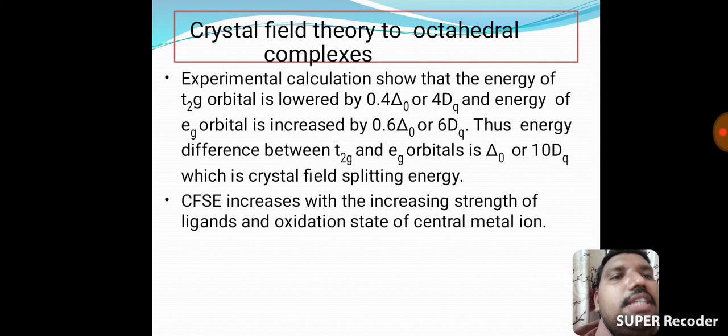Next, the CFSE values 0.4 del O and 0.6 del O. The T2G CFSE value is 0.4 del O. The EG CFSE value is 0.6 del O. The total del O is nothing but the octahedral crystal field splitting energy. This is the diagram of an octahedral complex. In octahedral complex, dx square y square and dz square have higher energy, dxy, dyz and dxz have lower energy.